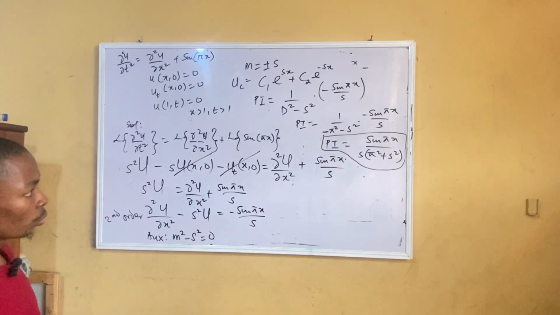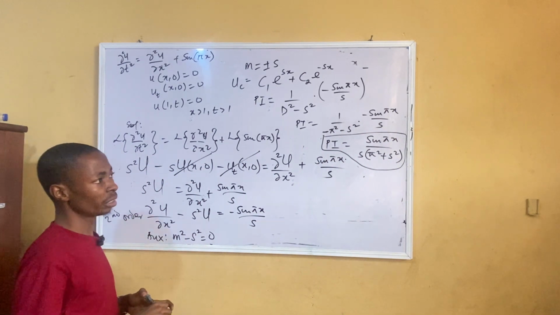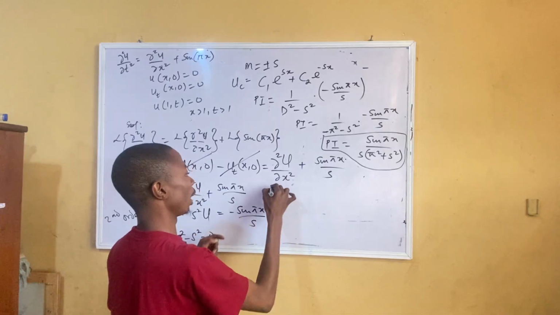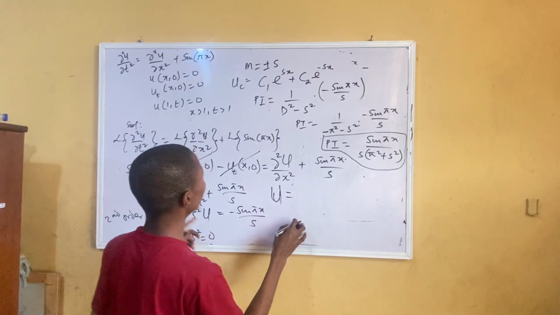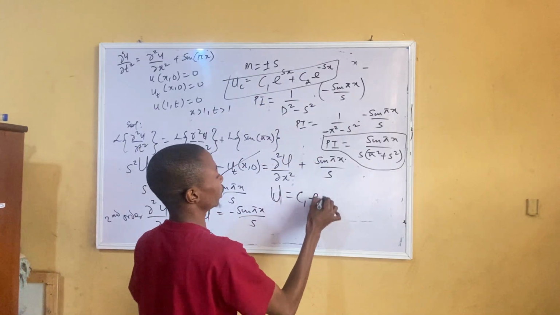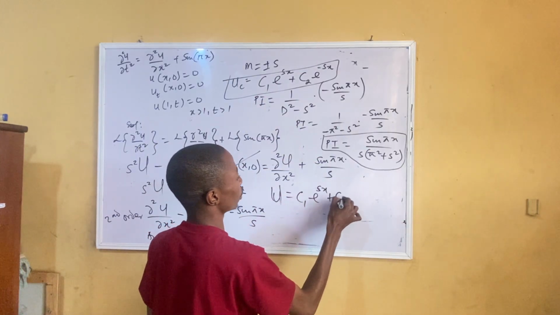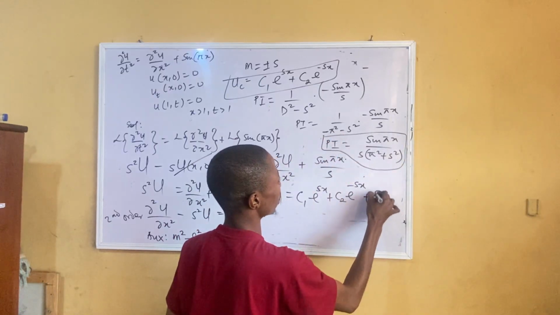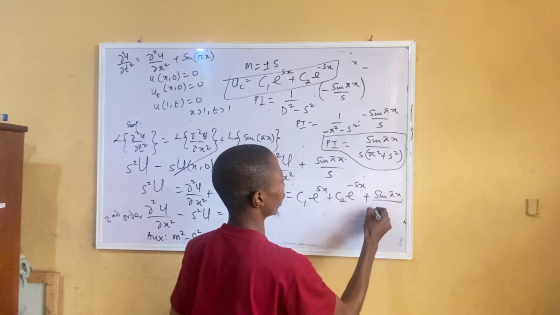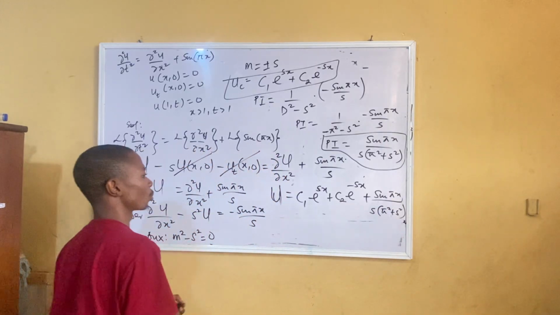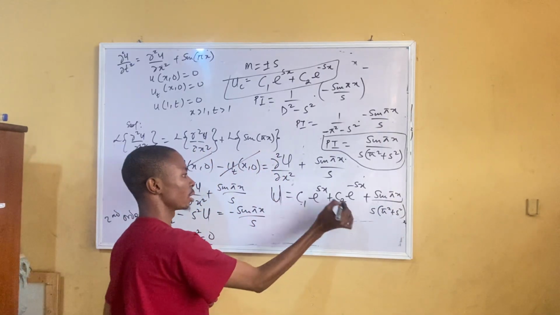After getting the particular solution, you join them together, the complementary solution and the particular solution. So our general solution now will be the complementary part, c1 exponential root s x plus c2 exponential minus root s x, then plus this term, sine pi x divided by s into pi square plus s square. So now we need to find c1 and c2.